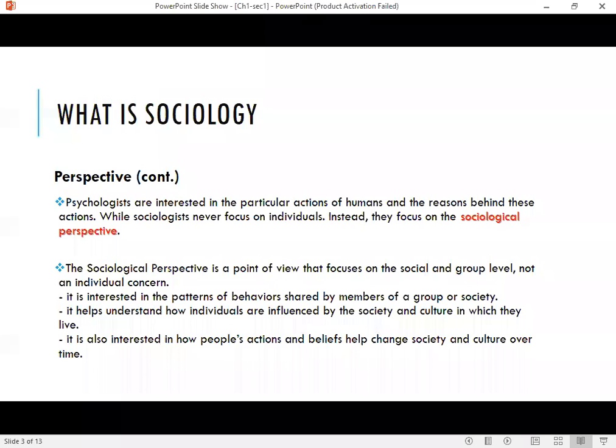Why do we study sociology? Because it helps us understand how individuals are influenced by the society and culture. When you studied psychology, you understood the personal motives, the reasons why people behave in certain ways. In sociology, we understand how the society and the culture can affect people to act in a certain way. So again, the continuation of the comparison between sociology and psychology, is it clear? Clear. Okay.